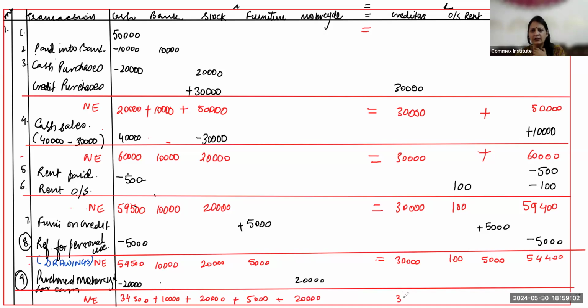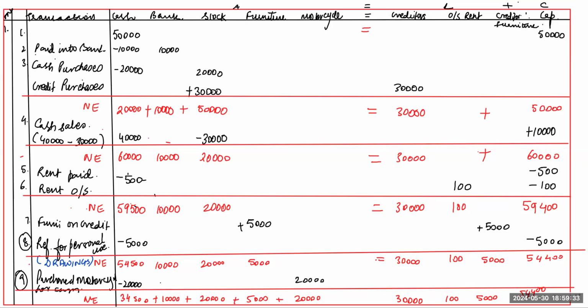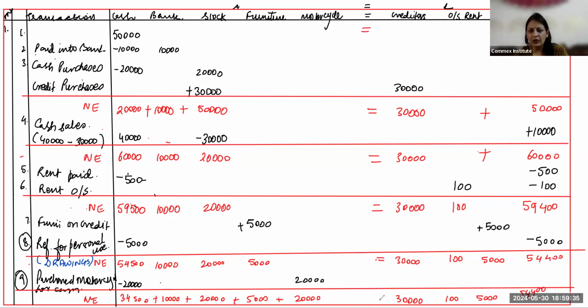On the right hand side, we have creditors for goods, 30,000. We have outstanding rent, 100. We've got creditor for furniture, 5,000. And we have the capital of 54,400. So on both the sides, we've got 89,500, is it? Yes, ma'am. So we've got 89,500, so I can put an equal to sign.